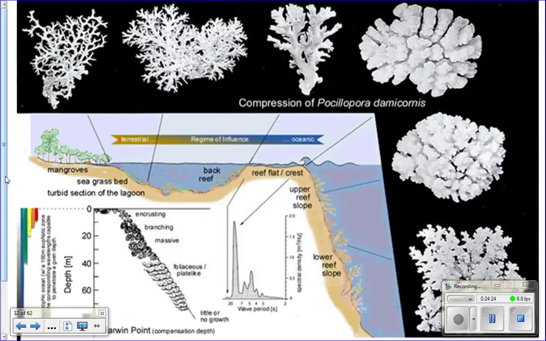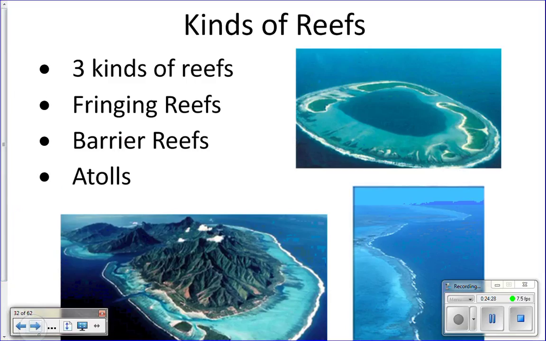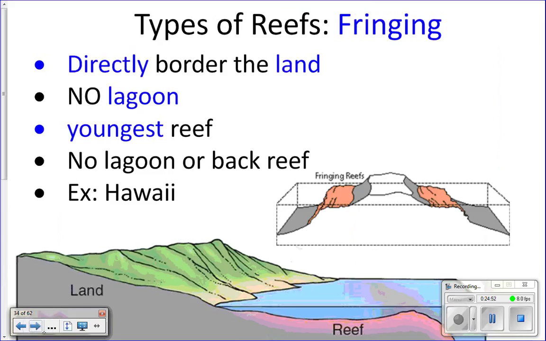Different kinds of coral deeper and deeper on the reef. All right? Okay. Kinds of reefs. We have three kinds of reefs. You have a fringing reef, you have a barrier reef, and you have an atoll. An atoll is this ring-like reef right here that you see in the upper right. Barrier reef, bottom right, and then fringing reef right here on the left. So let's look at those and talk about those.